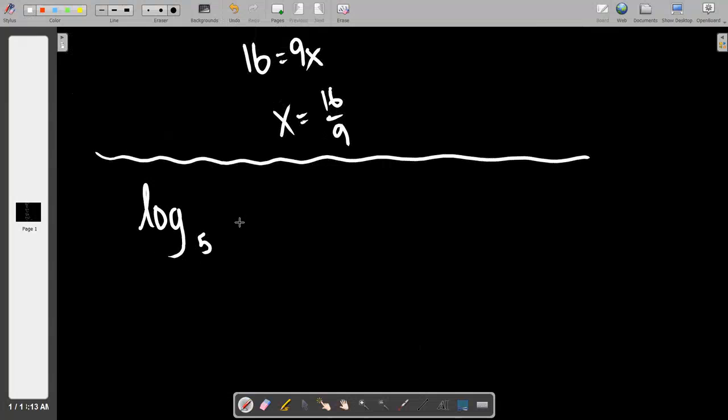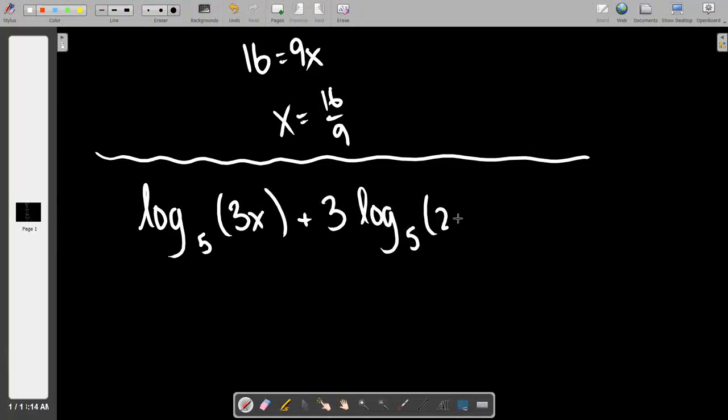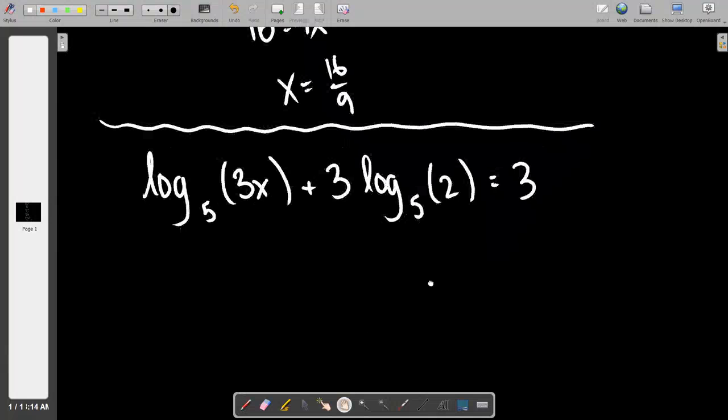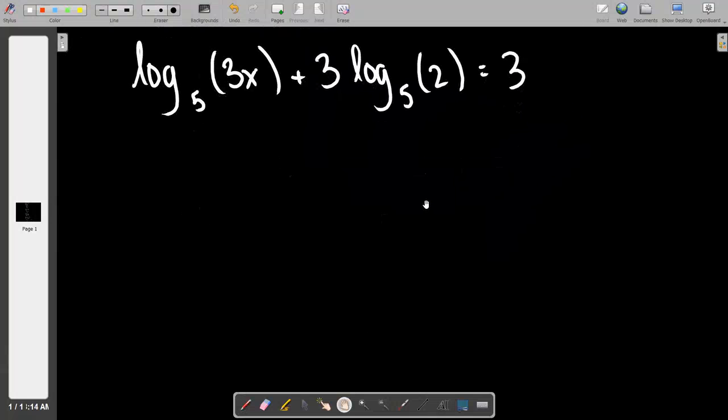Log base 5 of 3x plus 3, log base 5 of 2 equals 3. It's like anything in math. 15 minutes ago, you would have had no way to do this. Math is the acquisition of a set of skills, right? And you've now acquired a set of skills. You understand now that to solve this equation, there's a certain prescribed set of steps that we have to follow.